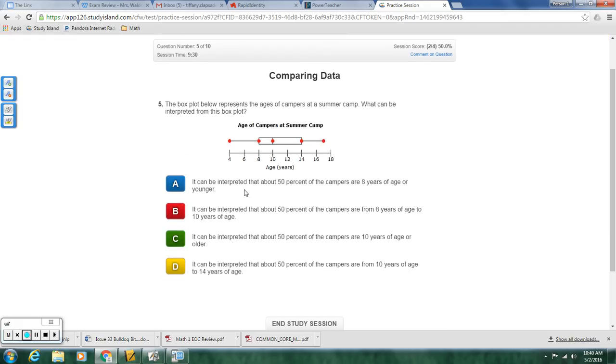Alright, this is an easy one. That's a box plot. It can be interpreted that about 50% of the campers are 8 years or younger. Here's 8. 8 or younger. 50%? No, how many? 25. 50% are from 8 to 10. No, 10 or older. Okay, it can be 10 to 14. That's 3 to 2, right?